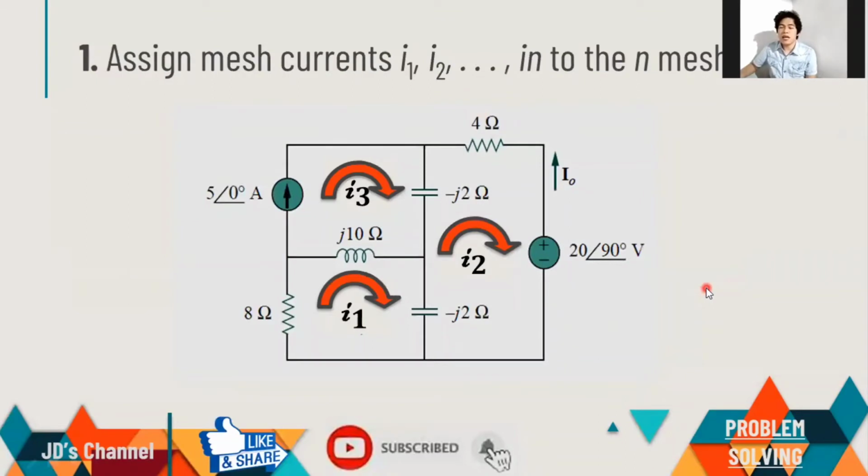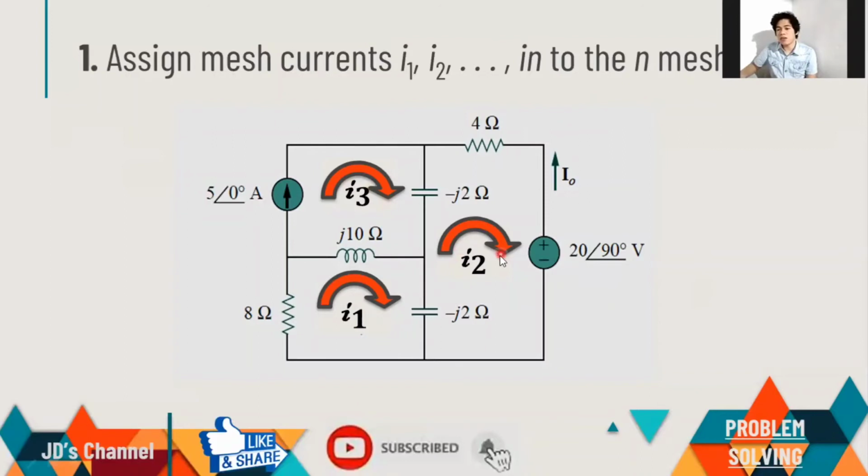Okay, so first, assign mesh current I1, I2, I3 into the n meshes. So, nag-assign na tayo ng flow, so ito yung aking I1, I2, I3. It's up to you kung anong gusto nyong maging. Pwede naman ito mag I1 nyo, ito ay I3, I2. Parehas lang naman din ang magiging kalabasan niyan. Ito lang yung aking ginawa. Okay? Nag-assign na tayo ngayon.